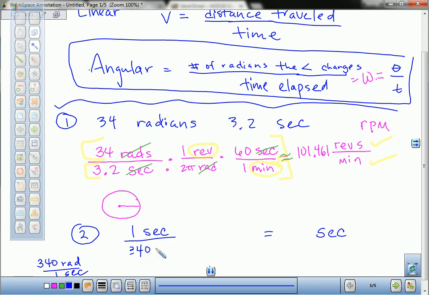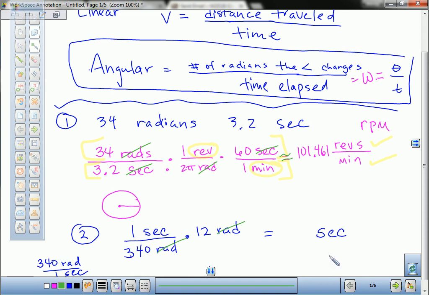So if we set it up just like the other one, which is one method, maybe not the best, but it is one, then we want time, so we will multiply by the 12 radians, and guess what happens? It cancels. And so my time would be 12 divided by 340.